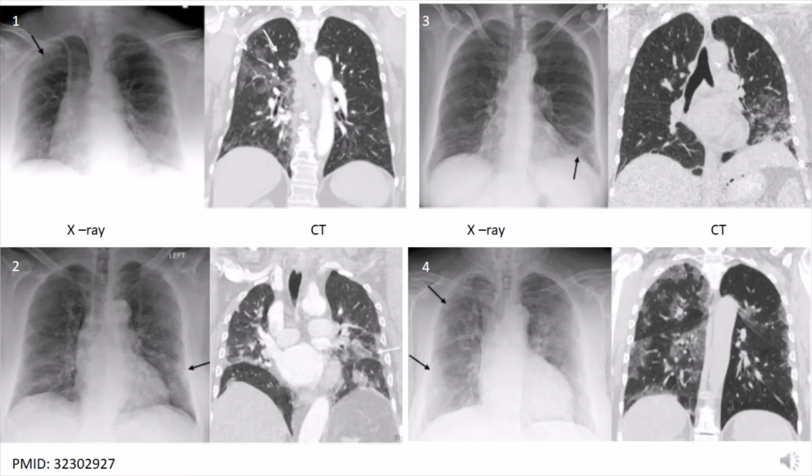In Figure 3, often, reticular opacities accompanying regions of ground glass attenuation are more easily appreciable on standard chest X-ray. Chest X-ray, left, with reticular and hazy left lower lobe opacities, black arrow, in a patient with COVID-19. Similar findings are present on the coronal CT from the same day, right.